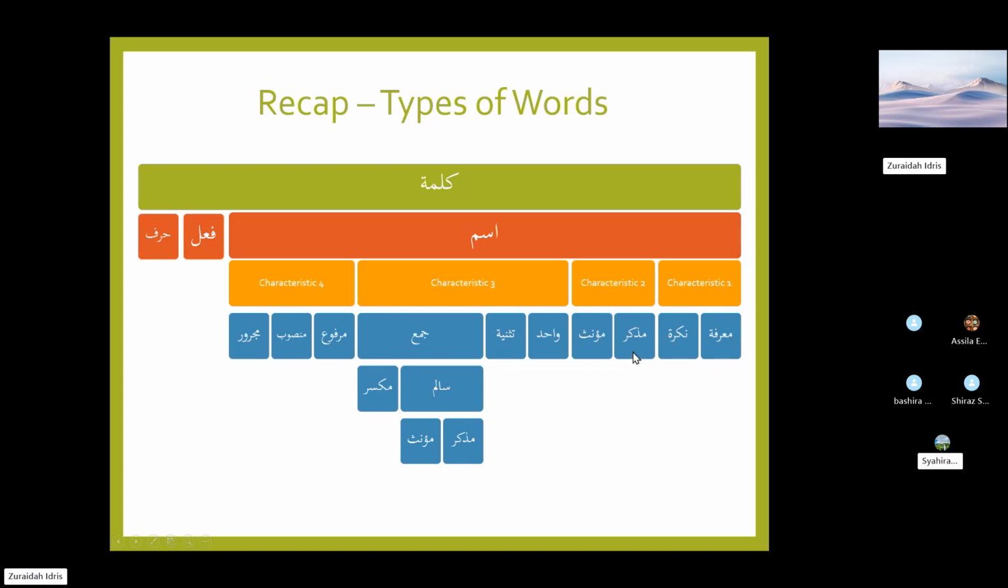So we saw the different characteristics. Ma'rifah, nakira, muzakkar, mu'annas, wahidun, tasniyah, and jam'un. This is singular, dual, and plural. And we have two types of plurals, the salim one and the mukassar. Then marfu, mansub, and majrur are the three states that the word can be, and isim can be. And this is where we are now. We want to know more. What do I mean by marfu'un, mansubun, and majrurun?